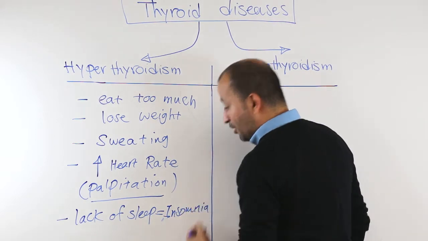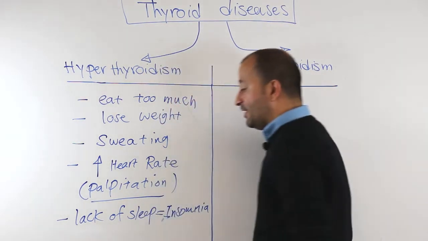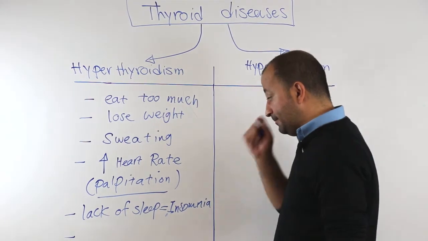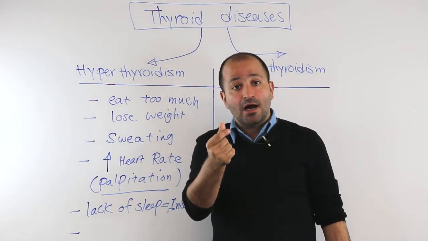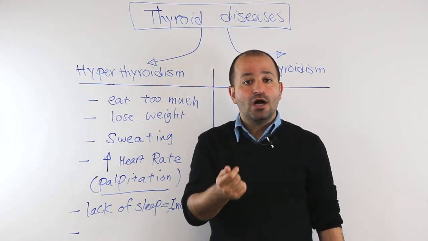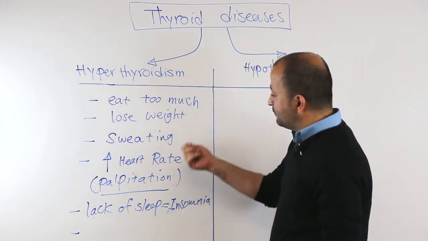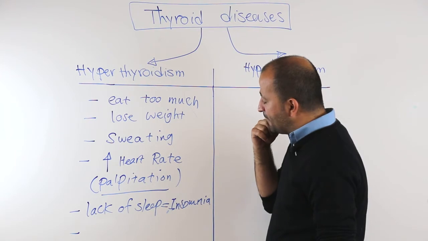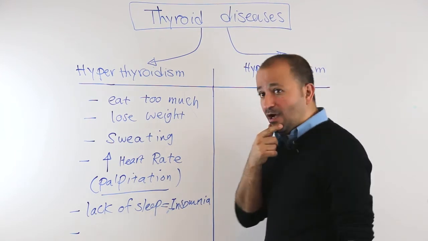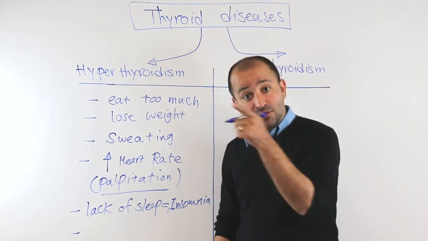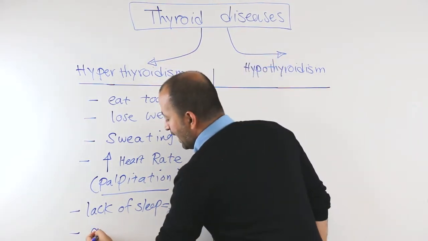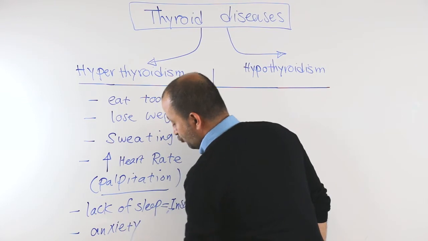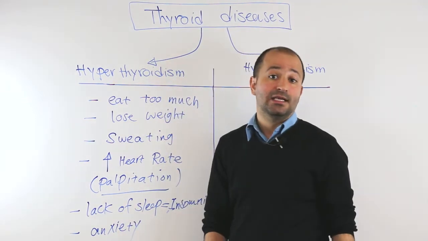Insomnia, lack of sleep. What else do they have? Because they have too much energy, they also have anxiety. Because they have so much energy, the heartbeat is fast, and they usually have anxiety and stress. These are the major signs and symptoms.